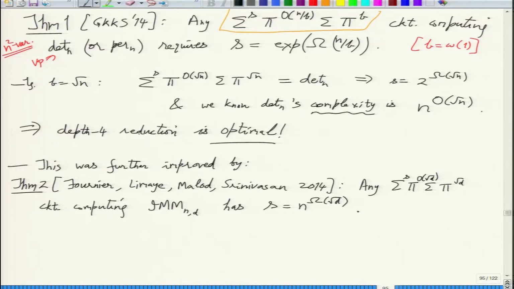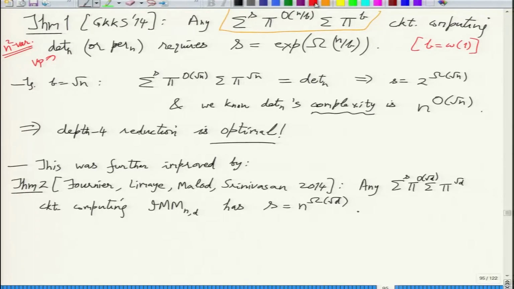So improvement is in the base. So instead of 2 raised to root D, now you are getting n to the root D, which is truly optimal. So you can actually write iterated matrix multiplication as sigma pi model in n to the root D, and you cannot do any better. So depth 4 reduction is truly optimal. That's what you get, because this is in VBP. Right, so it's an even simpler polynomial. So this is a stronger result.